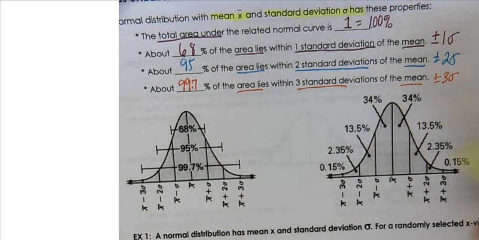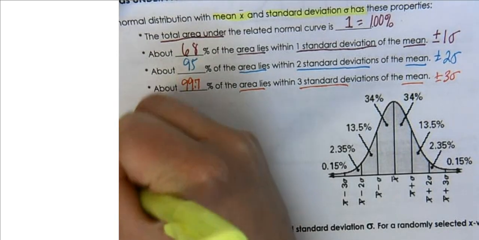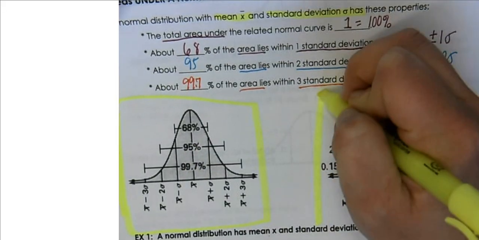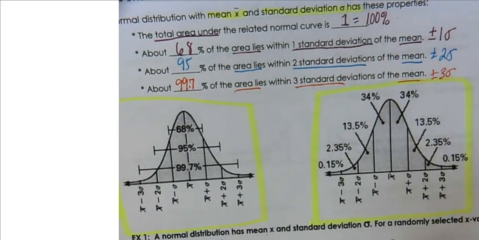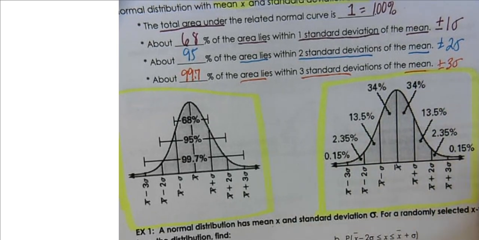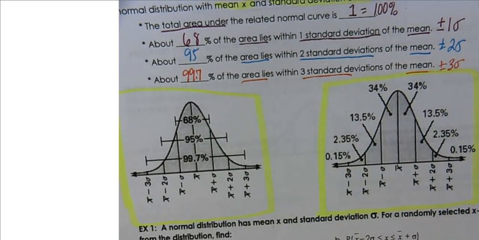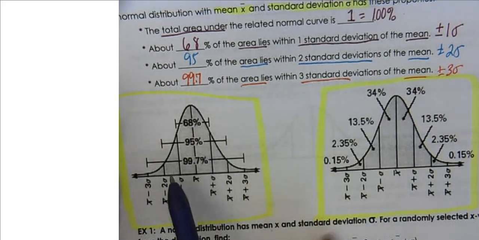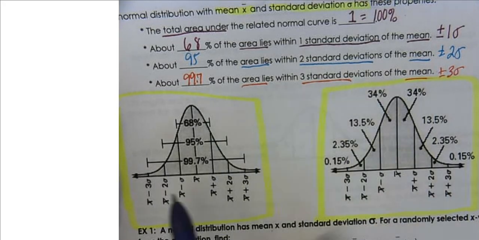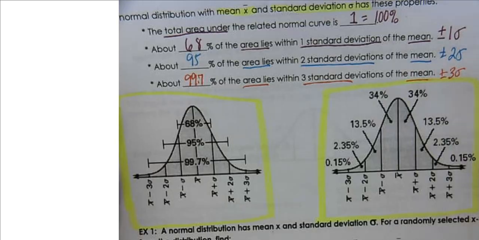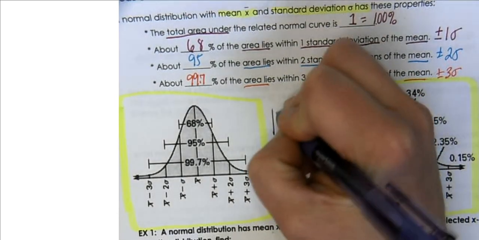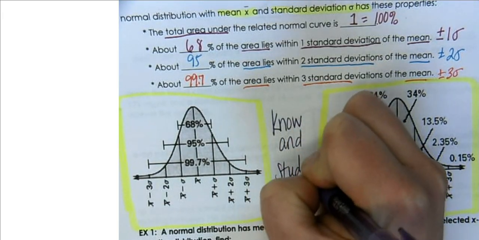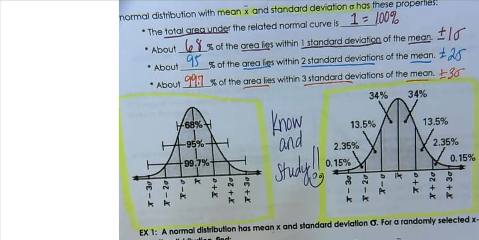And so I have all of these written out for you, and I need you to look at these and study these pictures. Please make sure that you study them. I need you to know each of the individual percentages or decimals, and I need you to know each of the ranges, so that between plus or minus 1, it's 68%, between plus or minus 2 standard deviations, it's 95%, and between plus or minus 3 standard deviations, it's 99.7%. Please make sure that you know and study these tables.